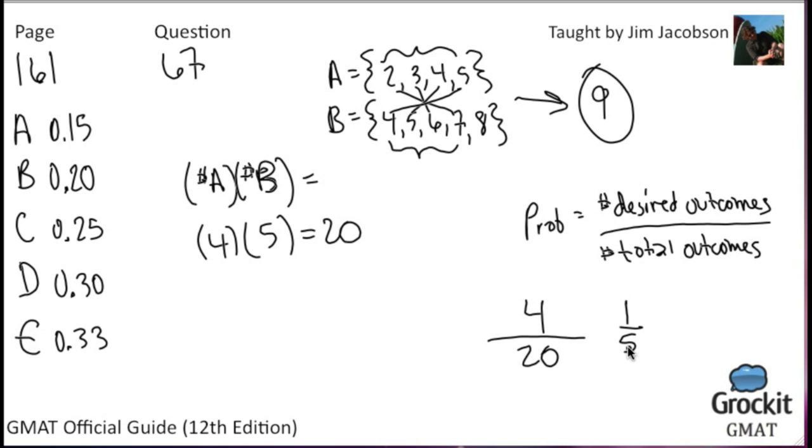Unfortunately, 1/5 does not appear as any of the answer choices. However, 1/5 is the same as 2/10ths. So 4/20ths, 1/5, same thing as 2/10ths, which is 0.2. Probability can be expressed as a fraction or as a decimal, ranging from 0 to 1 inclusive. So, choice B, correct answer.